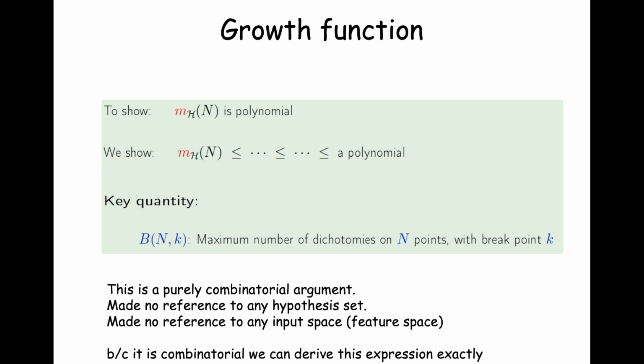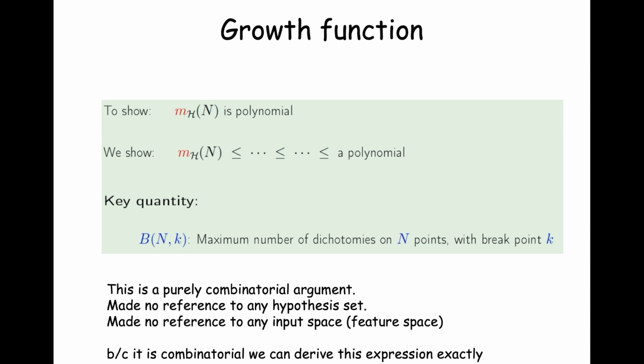And so the key quantity we're going to discuss, we'll introduce some new terminology, a function B(n,k), and this B(n,k) is going to be the maximum number of dichotomies. So dichotomy, to jar your memory, is an assignment of plus 1, minus 1 labels to each of your big N many sample points, in-sample points. And we're going to assume this B(n,k) counts the maximum number of dichotomies on n many data points with a breakpoint of k. And so we're going to do this purely by combinatorial argument over the data set size.